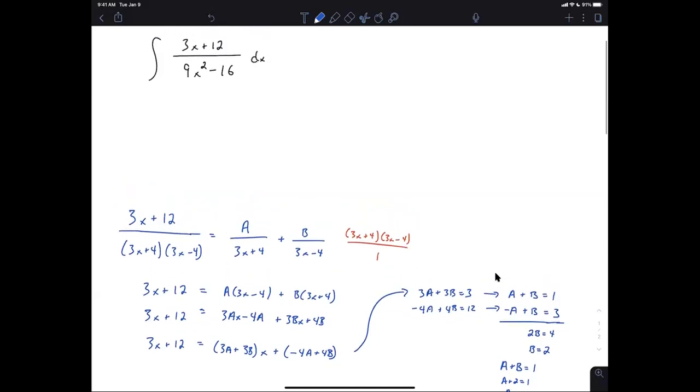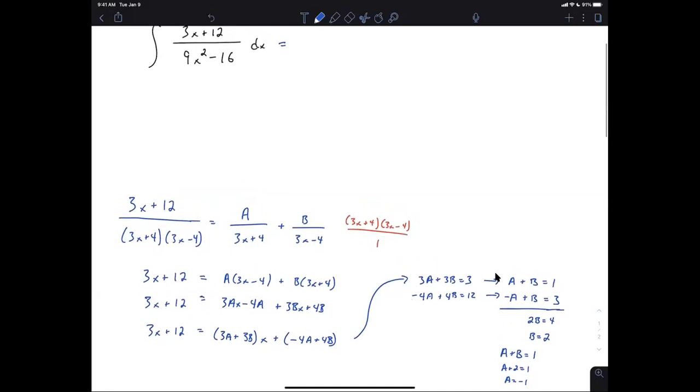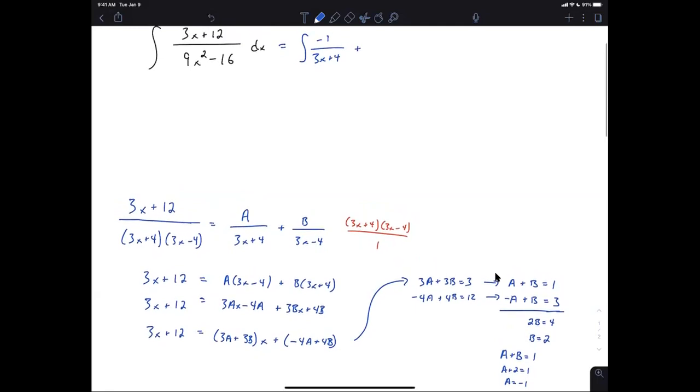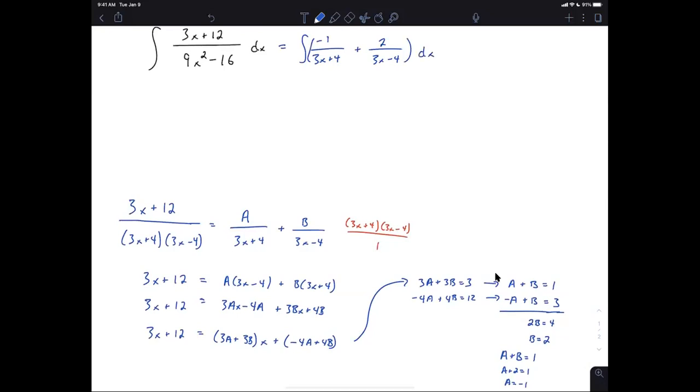So now we rewrite this as A over 3x plus 4. So that's negative 1 over 3x plus 4 plus B over 3x minus 4. So plus 2 over 3x minus 4. And now we're going to do this as two separate integrals. So we're going to split that up and do two separate ones. That's more straightforward. Does everybody follow to there? Any questions so far?